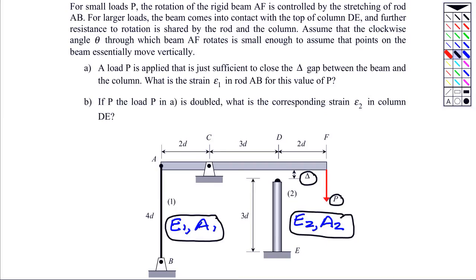In this example, we're asked to look at a system which is made up of this rigid bar AF pinned to ground at C. At end A, there's a thin rod which connects point A back to ground there at B. We'll call that segment 1. And on the right-hand side, there's a column that's immediately below D. Initially, there's a clearance gap of delta between the top of that column and D before a force is applied.